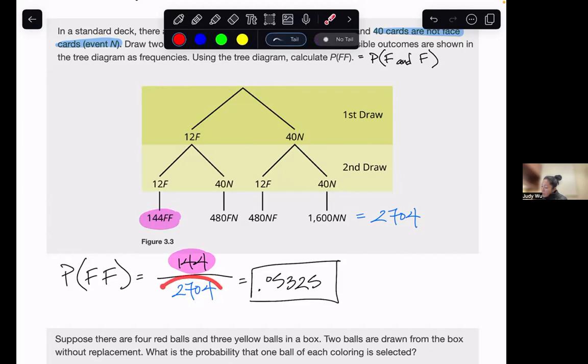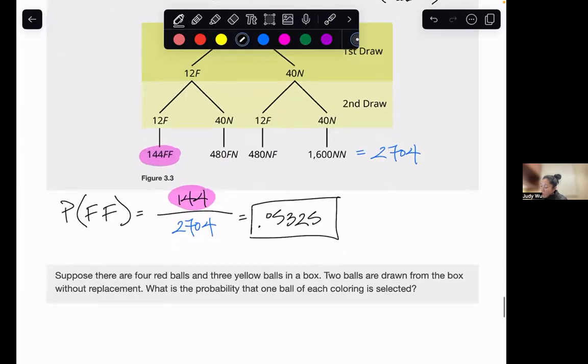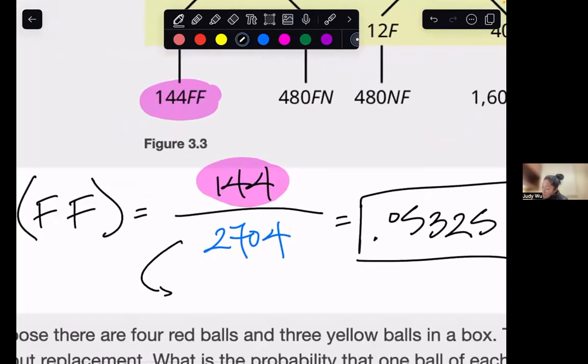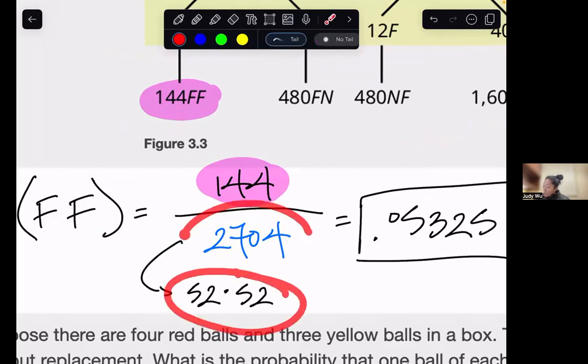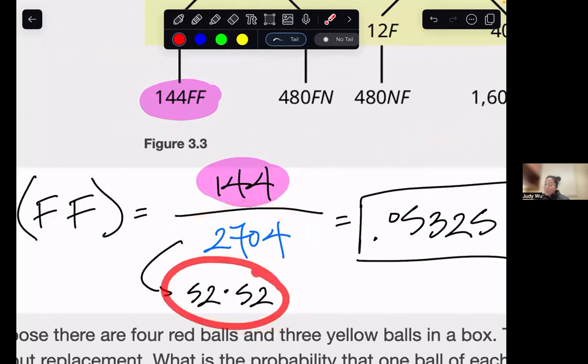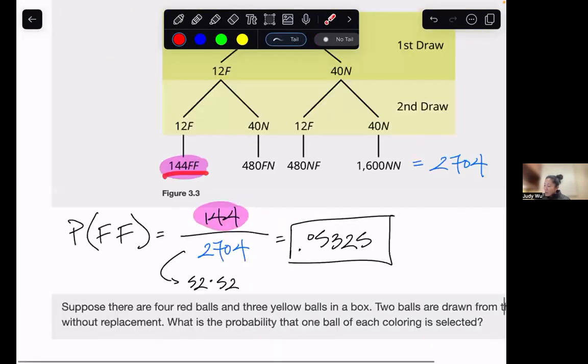But another way that we could have gotten this number 2704 is to think about how many cards we have in the first draw. So 52 cards, we could pick one of those, times, and we're drawing another one, we've put it back, so we still have 52 cards in the second draw. And if you use your calculator, you'll see that 52 times 52 gives you the 2704, okay? And as we move on, we're probably going to see it more written like this and less like find each one and add them all together, okay?